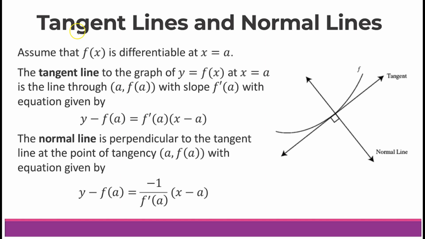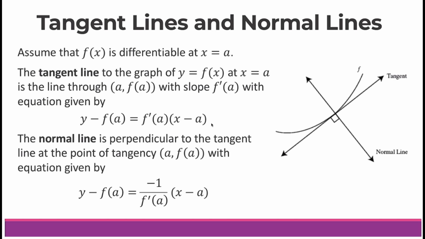Here we're going to formalize the idea of tangent lines and normal lines. Assume that f of x is differentiable at x equals a. The tangent line to the graph of y equals f of x at x equals a is the line through the point (a, f of a) with slope f prime of a, with equation given by y minus f of a equals f prime of a times (x minus a).